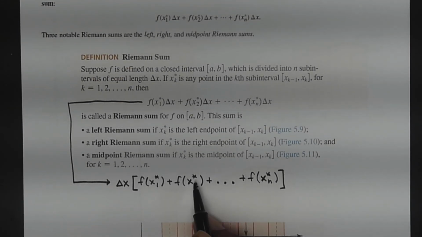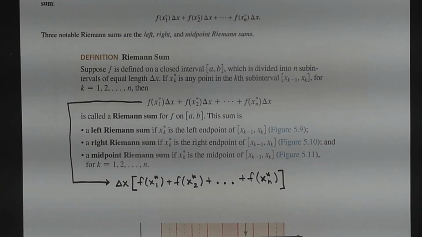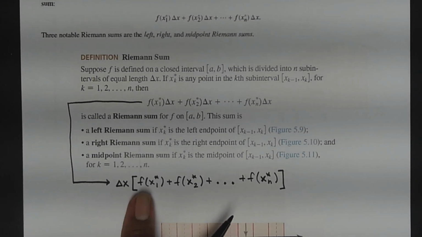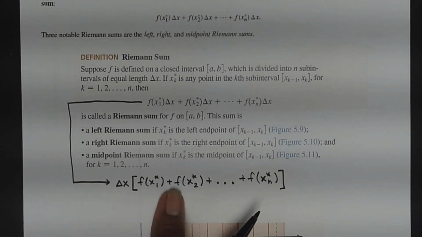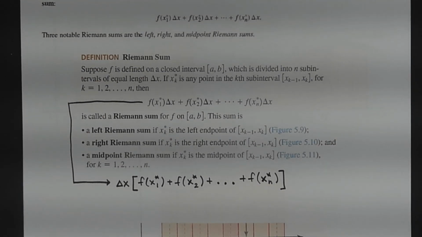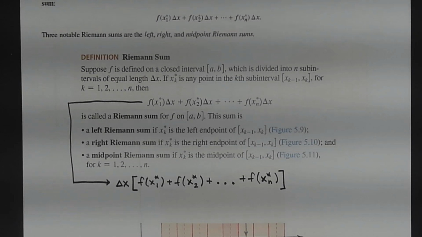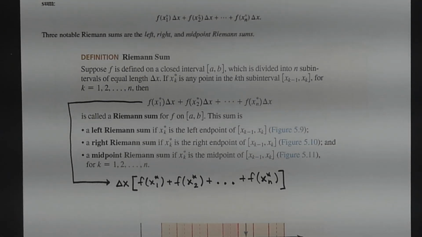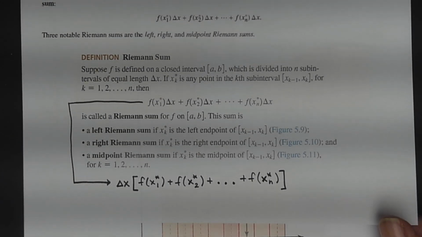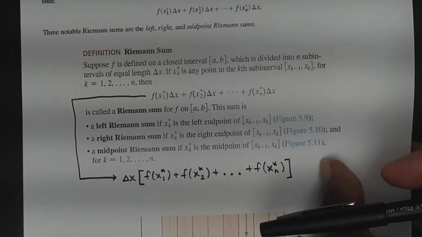And these are a little bit asterisks here that we're using. So I can take the delta x and multiply by f of the first plus f of the second, and so on all the way up to the f of whatever that last value is. And on the next page, you'll see what we mean by left Riemann sum, right Riemann sum, and midpoint Riemann sum.